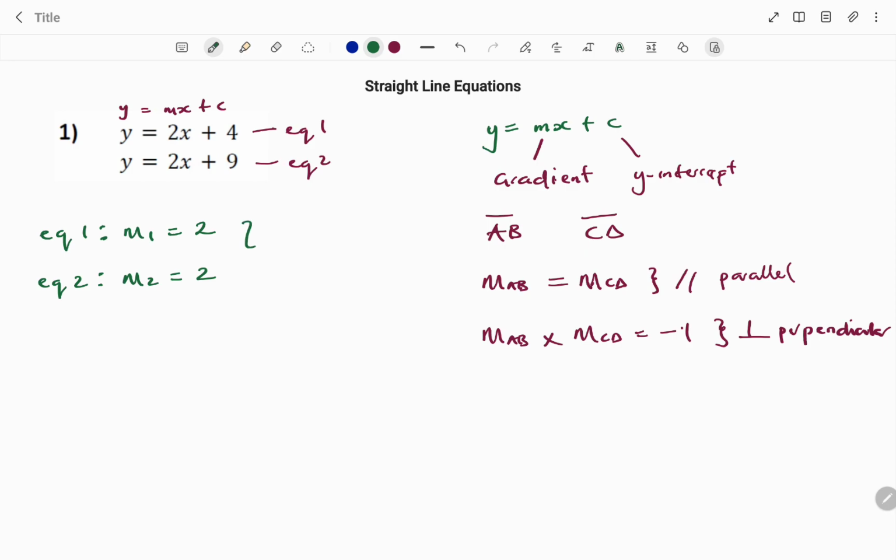Note that the two gradients are the same. That is, I have m1 is equal to m2, which is equal to 2. And because the gradients are the same, what that means is the two equations are parallel. Let's look at the second example.